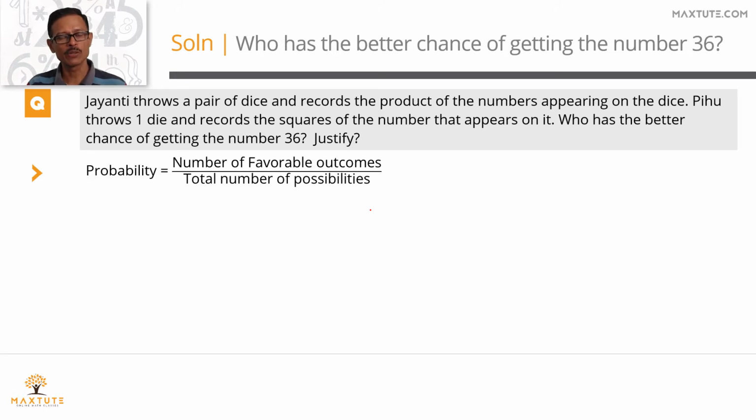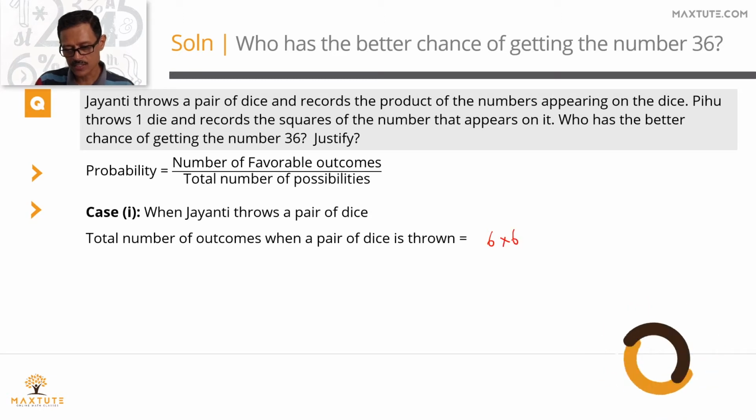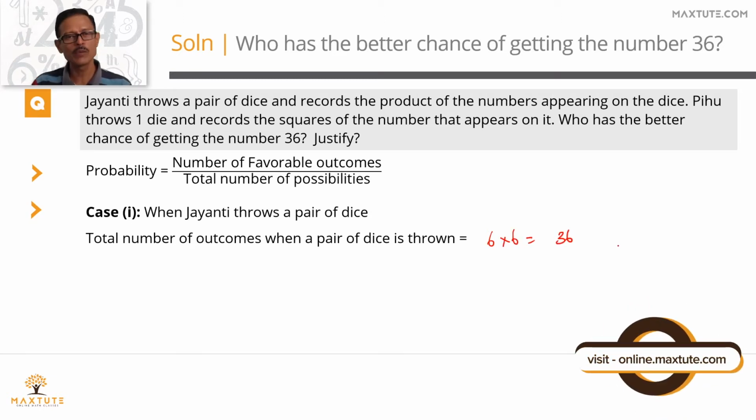Probability for either Jayanti or Pihu is computed as follows. The numerator is the number of favorable outcomes. Denominator is the total number of outcomes. Jayanti is throwing a pair of dice. So total number of outcomes is going to be equal to 6 times 6, which is equal to 36. So denominator is done. Favorable outcomes.